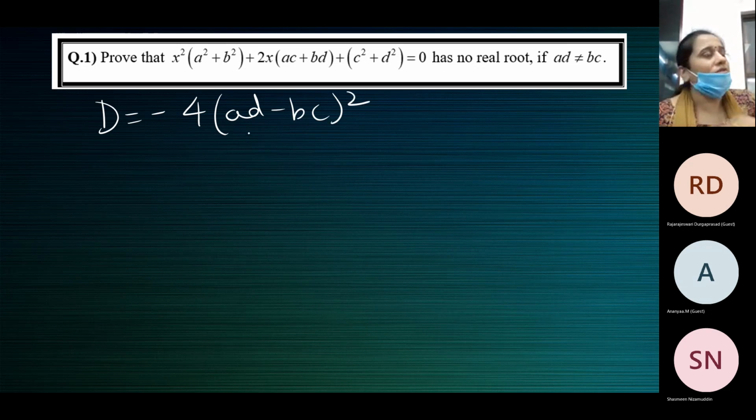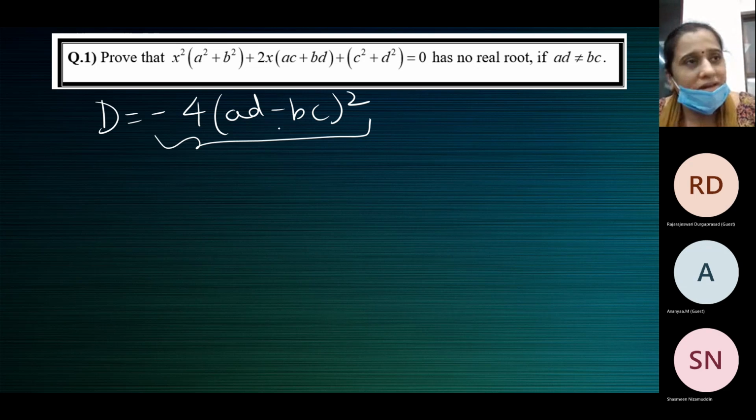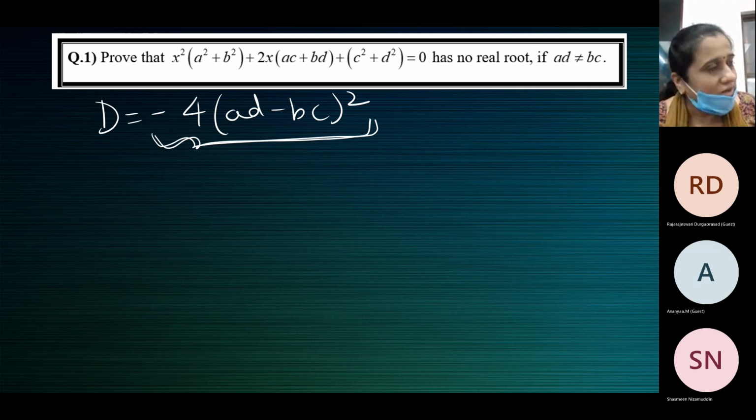Now, to comment on the nature of the roots, we need to understand the value of this expression. If it were numerical, it is easy. It's not numerical, it's an expression. So you need to understand if this expression will have a positive value, a negative value, or is it 0? If it is positive, the roots are real and unequal. If it's negative, no real roots. If it is 0, equal roots.